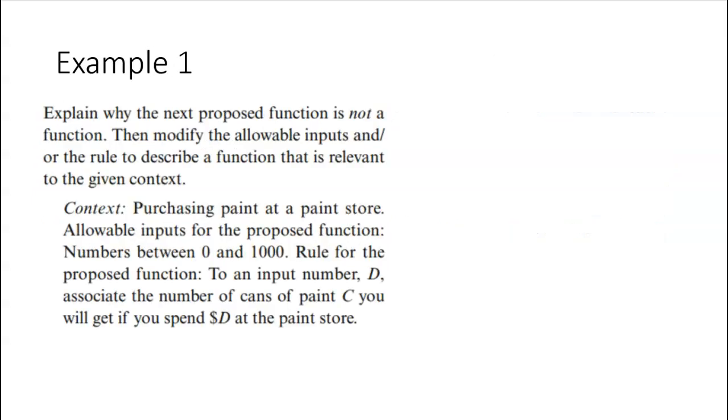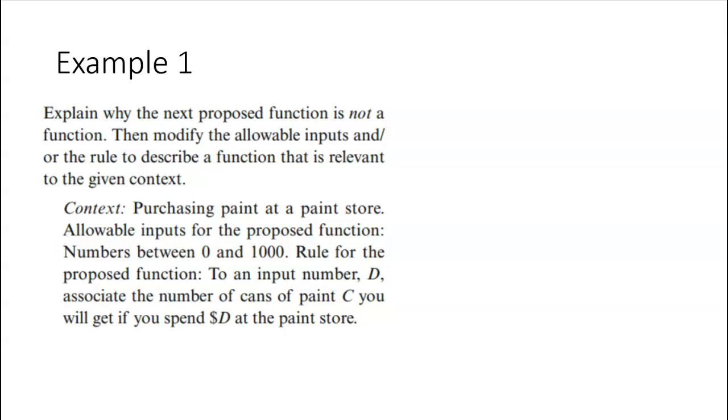Let's explain why the next proposed function is not a function. Again, the rules of what makes a function are in the previous video. Modify the allowable inputs and/or the rule to describe a function that is relevant. All right, so this is the context: purchasing paint at a paint store. The allowable inputs are the numbers between 0 and 1,000. The rule is, to any input D, associate the number of cans of paint C you will get if you spend D dollars at the paint store.